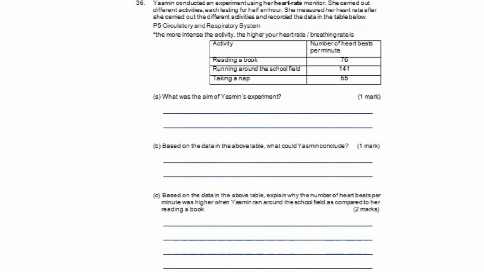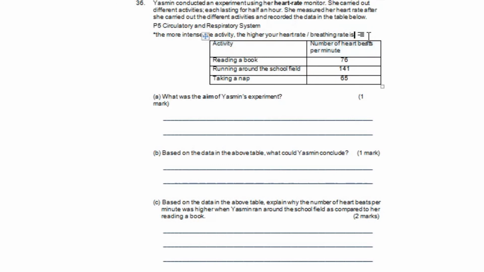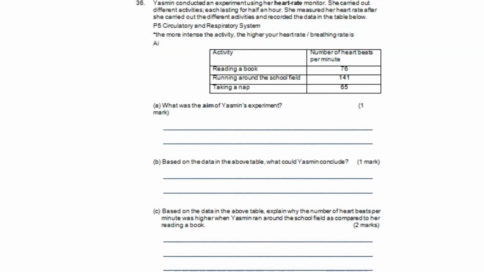Now they just ask you what is the aim of Yasmin's experiment. Firstly, just take a look at the aim. I've already taught you how to craft out an aim, right? In order for you to know the aim, you need to know 2 things, which is: what is your change variable? Look here. What is the change variable? It is the activities, because I'm changing the different activities. So you carry out different activities.